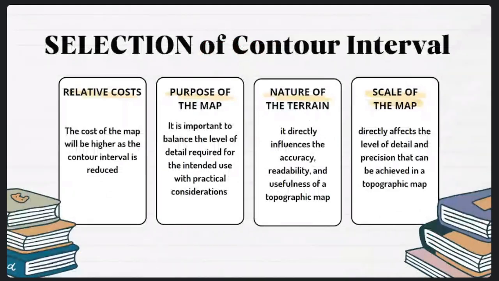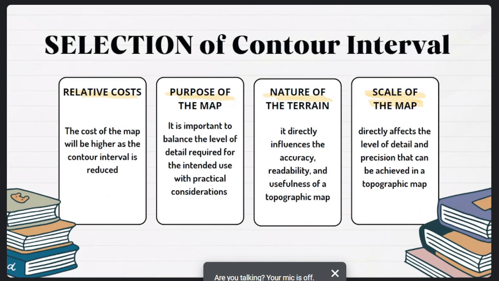Selection of contour intervals. Relative costs: the cost of the map will be higher as the contour interval is reduced. Purpose of the map: it is important to balance the level of detail required for the intended use with practical considerations. Nature of the terrain: it directly influences the accuracy, readability, and usefulness of a topographic map.